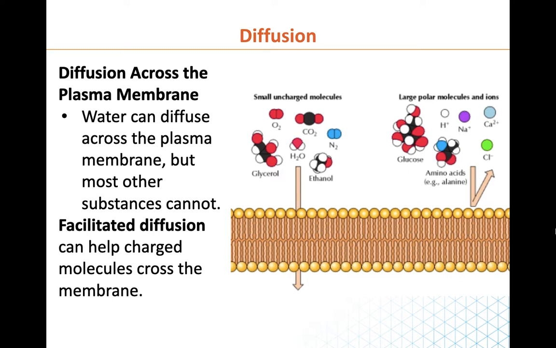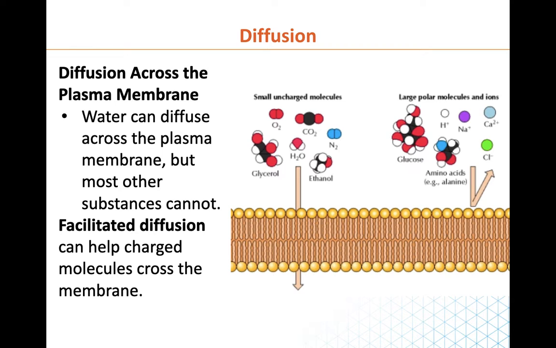So we're starting the day 2 video of lesson 7.3. Yesterday we talked all about diffusion and how diffusion is a type of passive transport, which means that it requires no energy. The reason diffusion is a type of passive transport is basically because substances are moving from an area where they are in a high concentration to an area where they are in a low concentration.